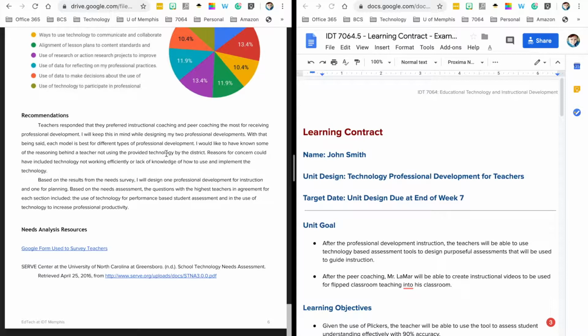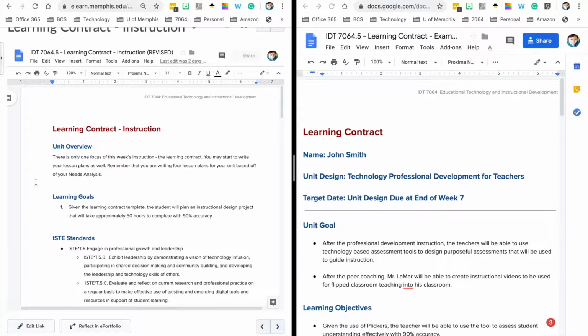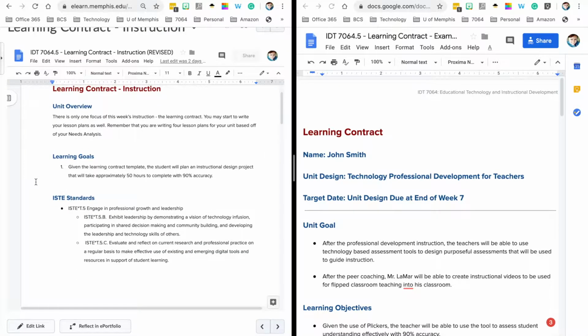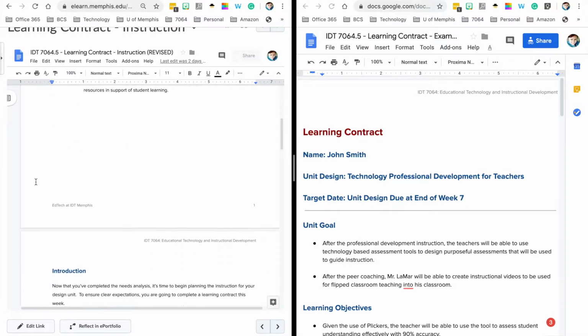In this one, we mentioned that we only did 1 for each, but for your requirements, you need to do 4. So based off your needs analysis results, you are finding 4 different topics that you are going to write one overall unit for. So looking at the learning contract instruction, your learning goal is, given the learning contract template, the student will plan an instructional design project that will take approximately 50 hours to complete with 90% accuracy.